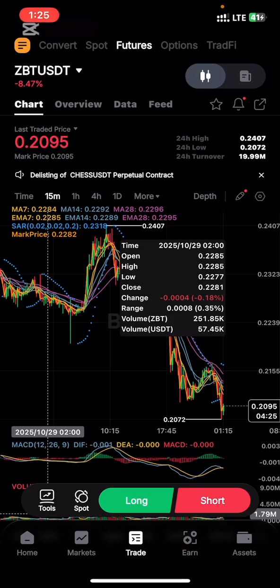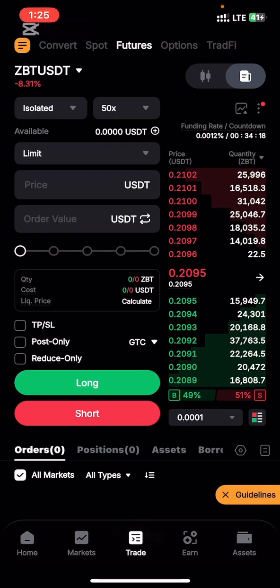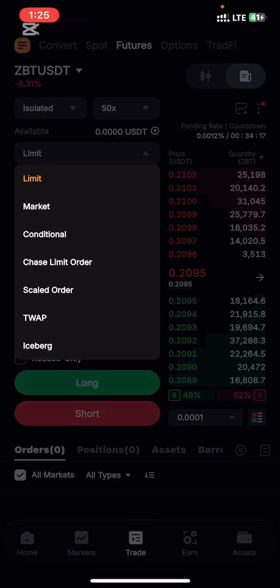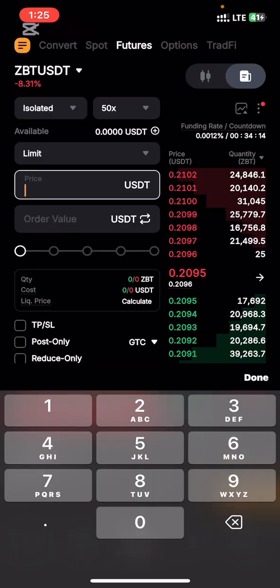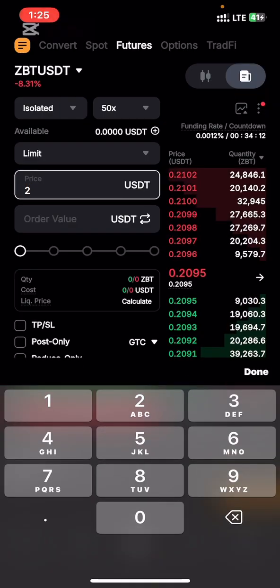Now, for those people who will be carried away, who can't wait or monitor the market till then, you can just enter the limit. Enter the limit price.